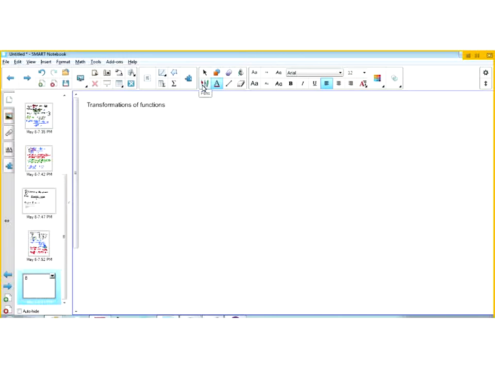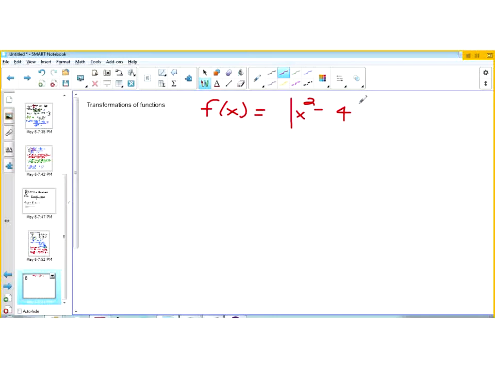I want to sketch the graph of this and talk about some transformations on a particular function. So let's say we have a function f of x is equal to x squared minus 4. Okay, so that's obviously a parabola that points up, and the vertex is at the origin.